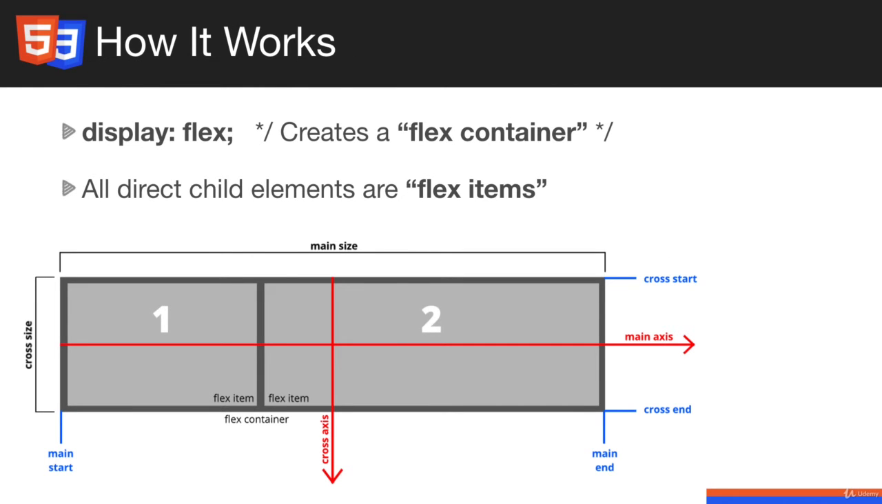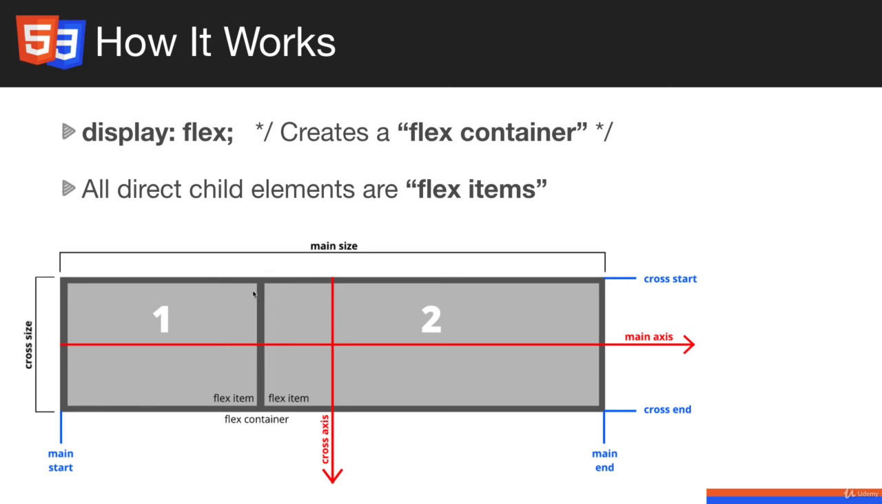So let's take a quick look at how it works, and I'm going to show you all of this, so don't worry about it. But just really quickly, if we assign display flex to a container div or any container element, it creates a flex container. Okay, and we can look at this image here. So let's say that these two boxes are divs inside of a div that we said display flex. Okay, so we have a flex container, and then it makes all direct elements flex items.